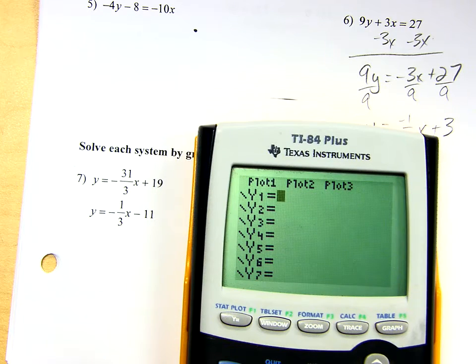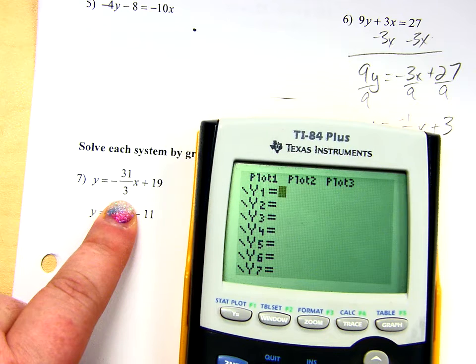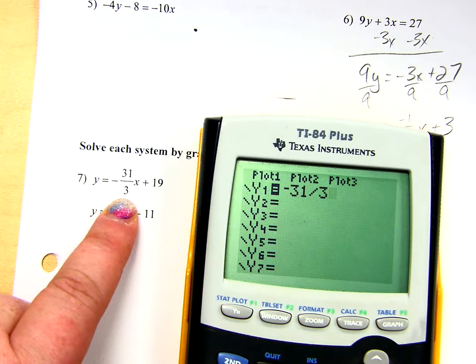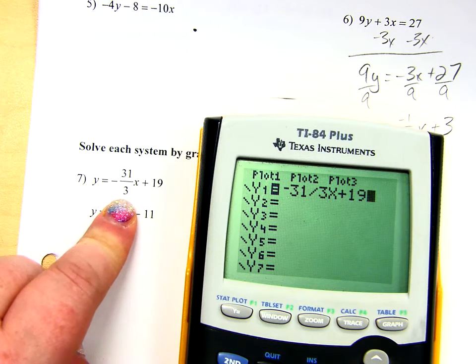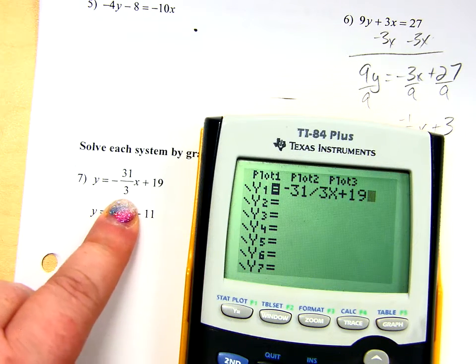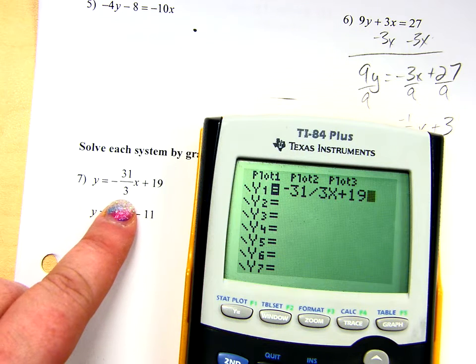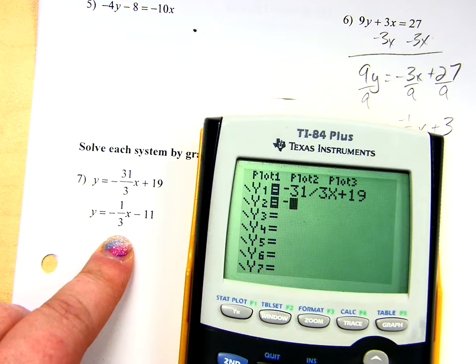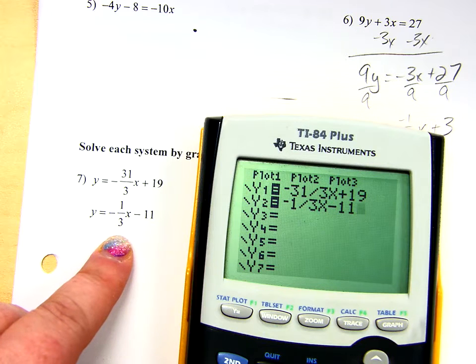We don't need that. So now I'm just going to enter in this first equation. Negative, so make sure I use the negative button. Negative 31 divided by 3, x plus 19. Now I have two equations, so I'm going to go down to the second line, and I'm going to enter in the second one. Negative 1/3 x minus 11.